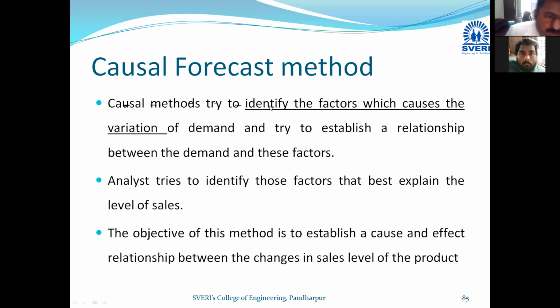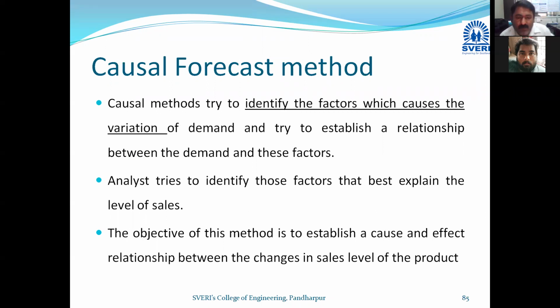Okay, so causal forecast method, friends. Let us move further. This is the next method, causal forecast method. So immediately we will discuss what is in, and if there is a numerical, again we will go for solving the numerical immediately. So causal methods try to identify the factors which cause the variation of the demand, and try to establish a relationship between demand and these factors.